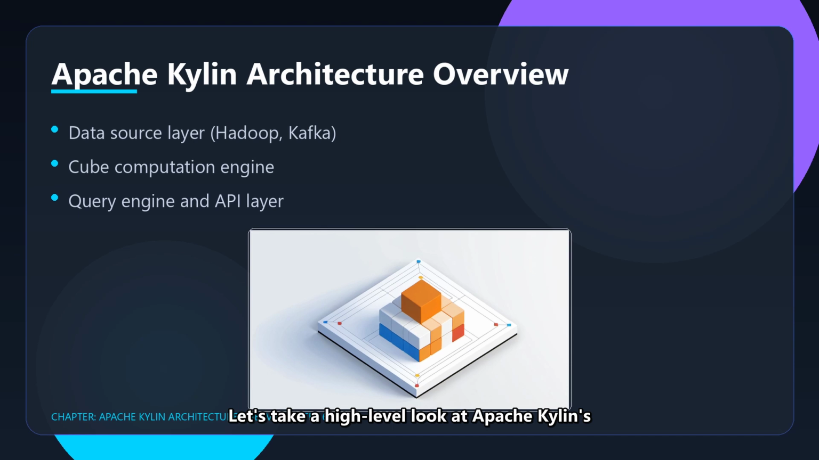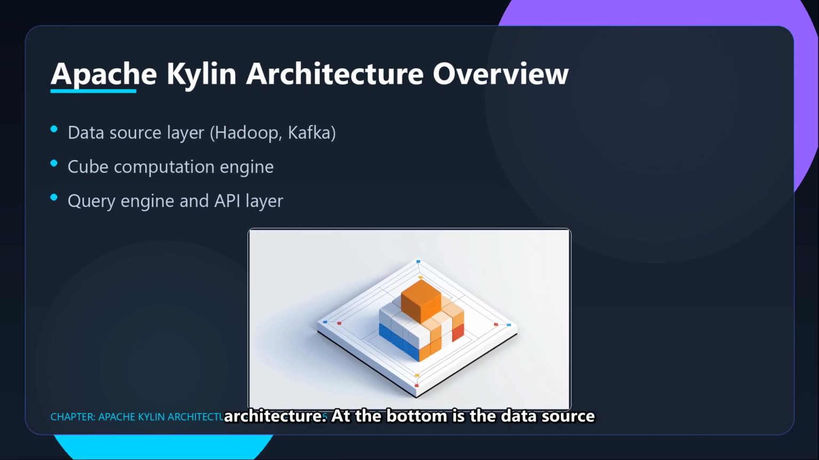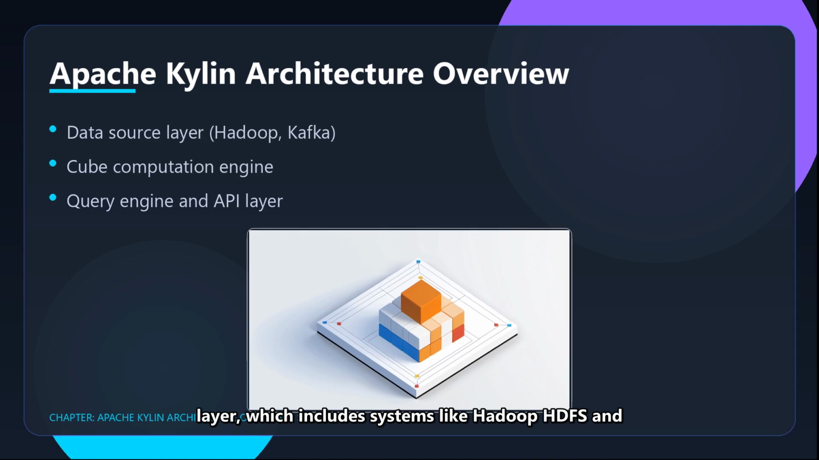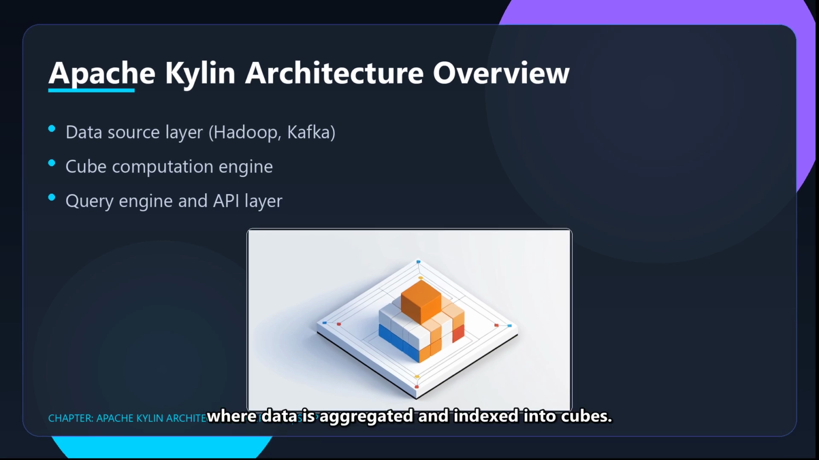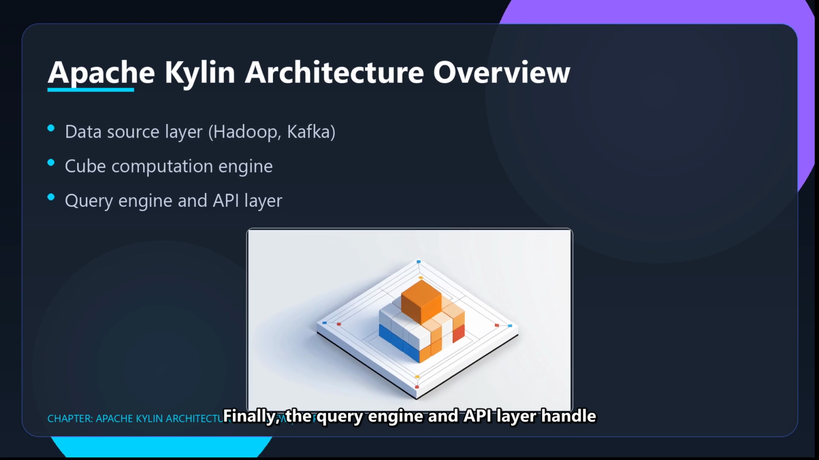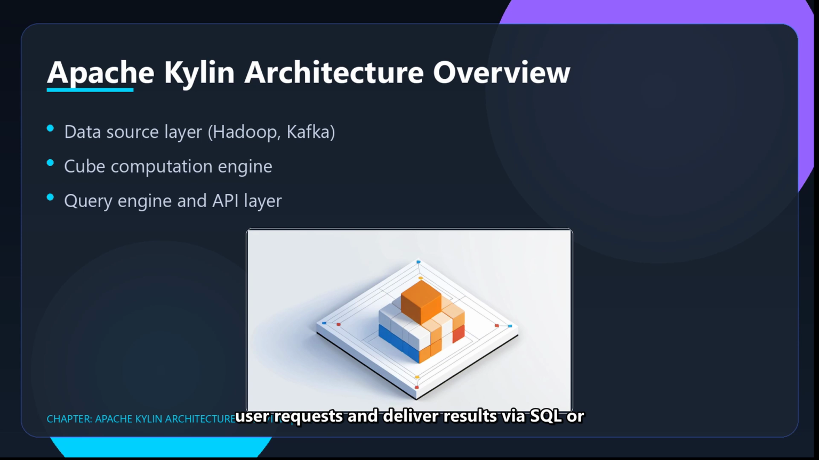Let's take a high-level look at Apache Kylin's architecture. At the bottom is the data source layer, which includes systems like Hadoop HDFS and Kafka. Above that is the cube computation engine, where data is aggregated and indexed into cubes. Finally, the query engine and API layer handle user requests and deliver results via SQL or REST APIs.